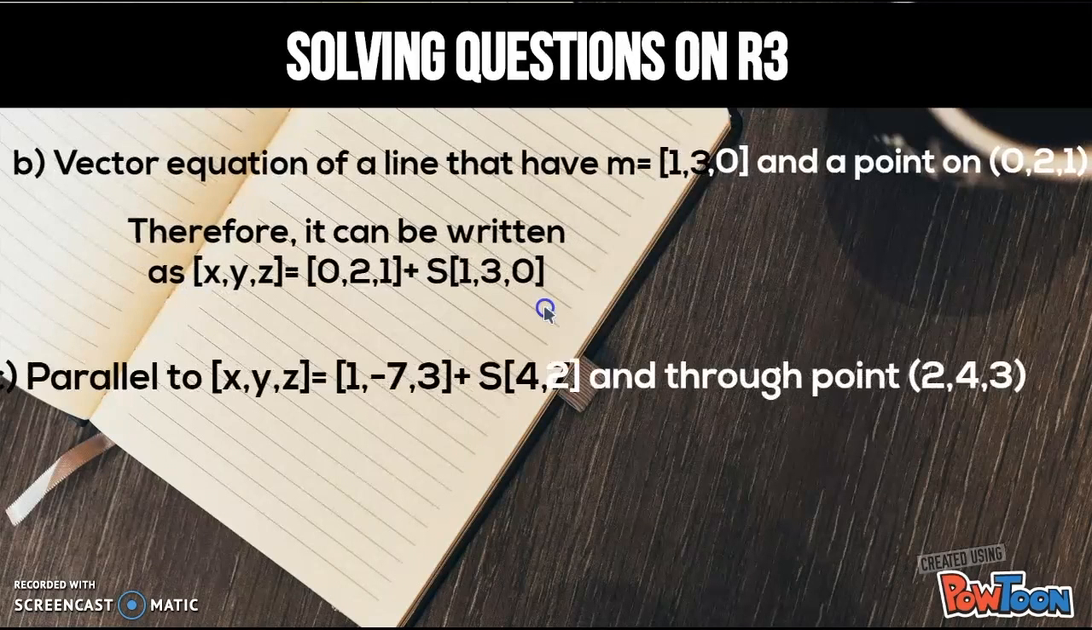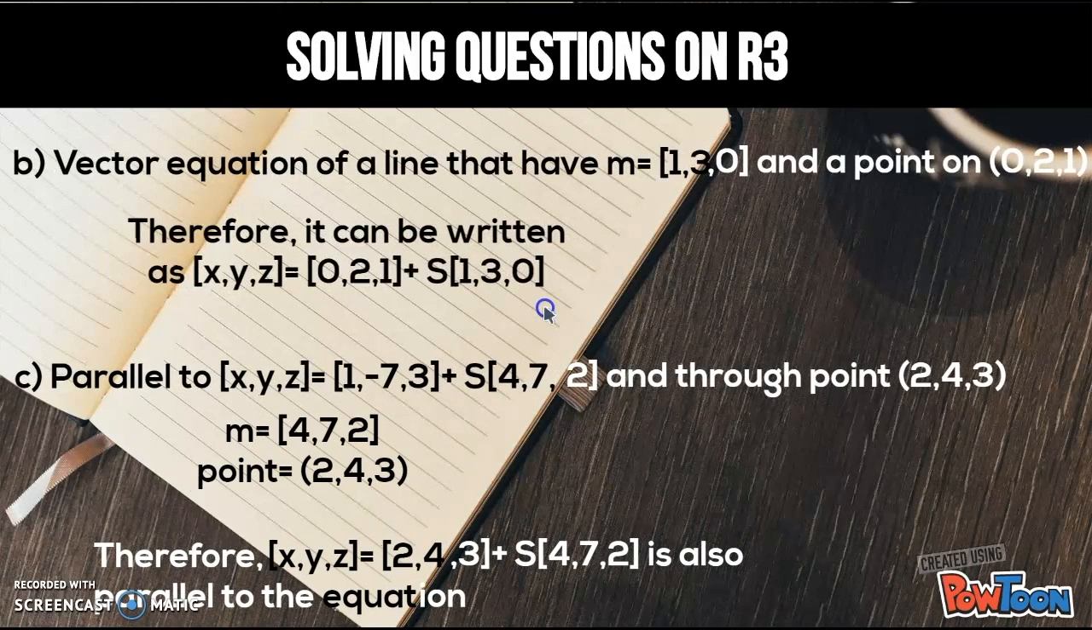Vector equations in R3 cannot be found from scalar equations because scalar equations do not exist in R3. Therefore, the examples given below are one of the ways to find a vector equation of a line in R3. In question B, for the next example, we are given direction vector 1, 3, 0 and a point 0, 2, 1. Therefore, it is written as x, y, z, point 0, 2, 1, and the direction vector s 1, 3, 0.